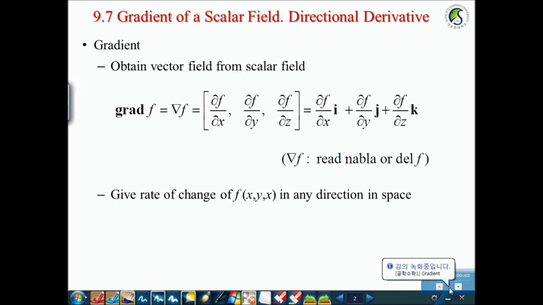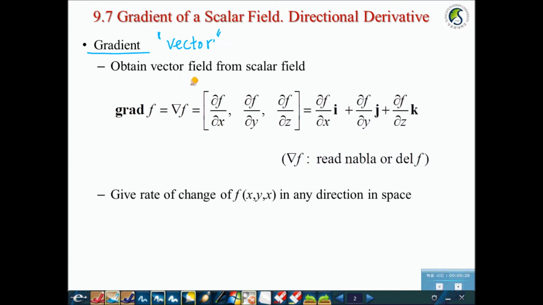So I'm going to explain the gradient first, okay? The gradient is actually a vector. You have to remember that. You have to firmly remember that. Gradient is a vector, okay? Because it shows the direction of how fast it changes.